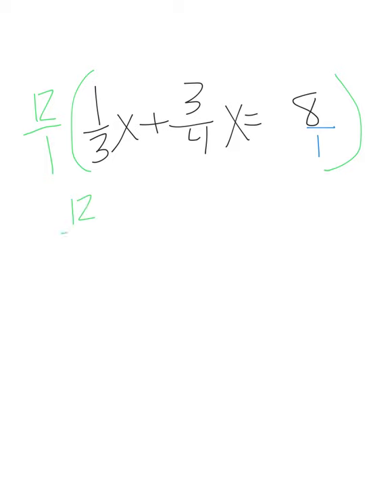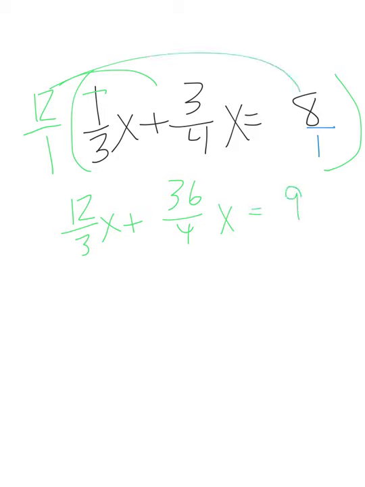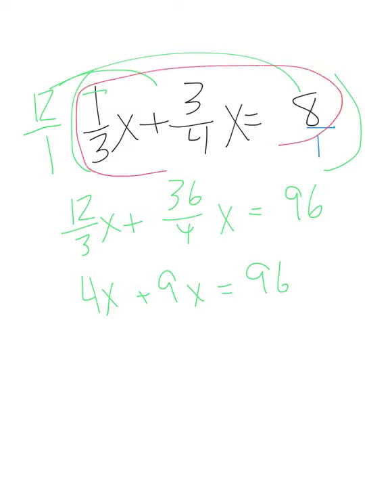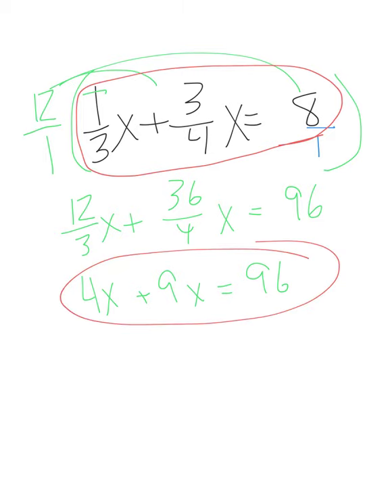So this would turn into 12 over 3x plus 36 over 4x is equal to 96. And then through simplifying, I have 4x plus 9x equals 96, because 12 divided by 3 is 4, 36 divided by 4 is 9. So now you look at what was a very messy looking equation, and it's turned into something much simpler, and it will still give you the same answer.